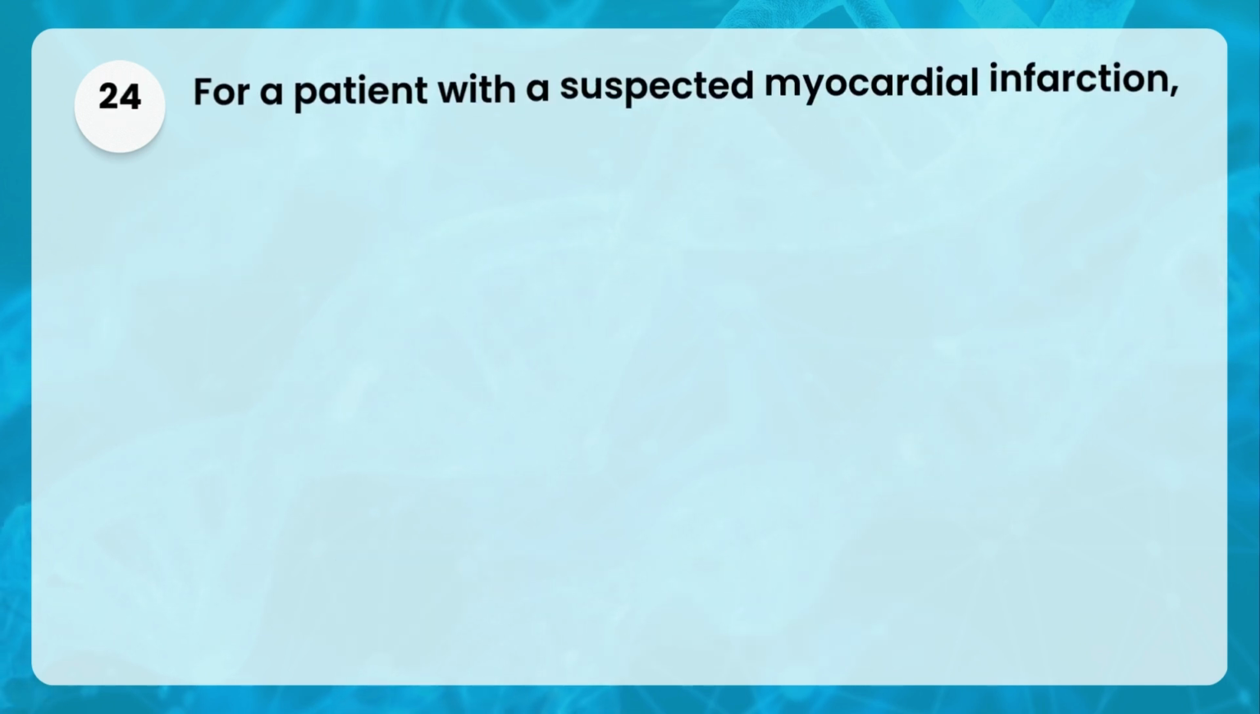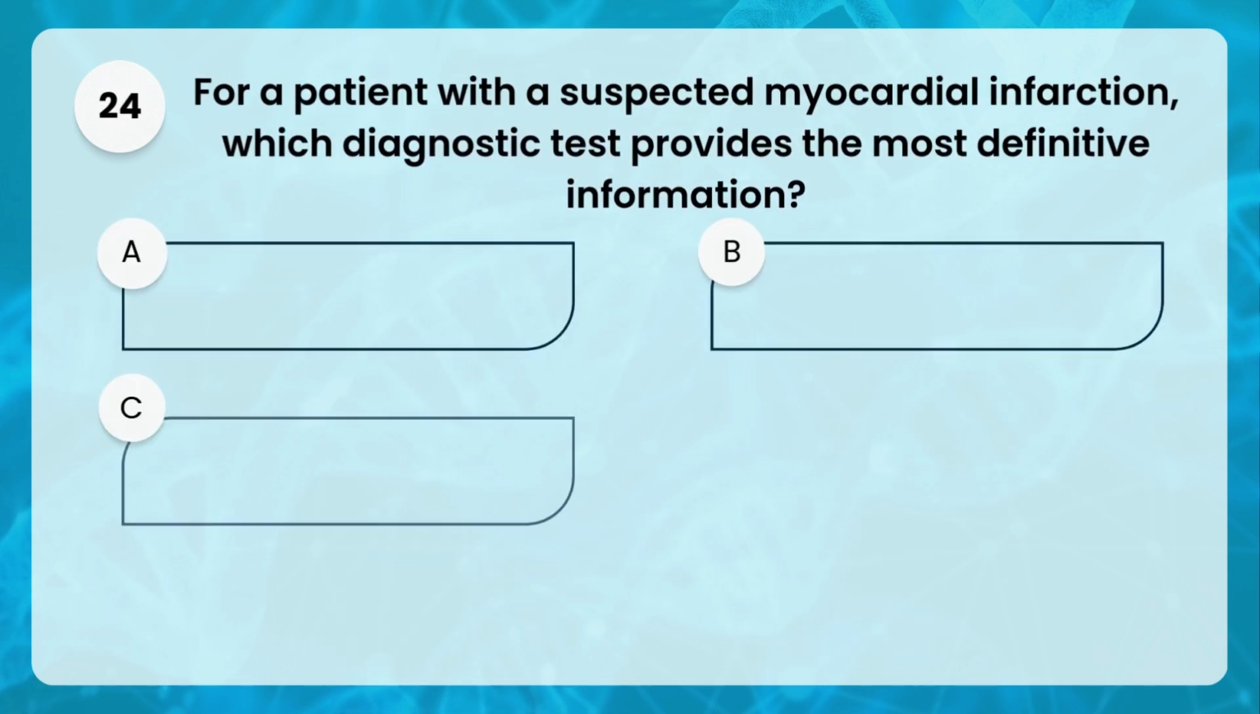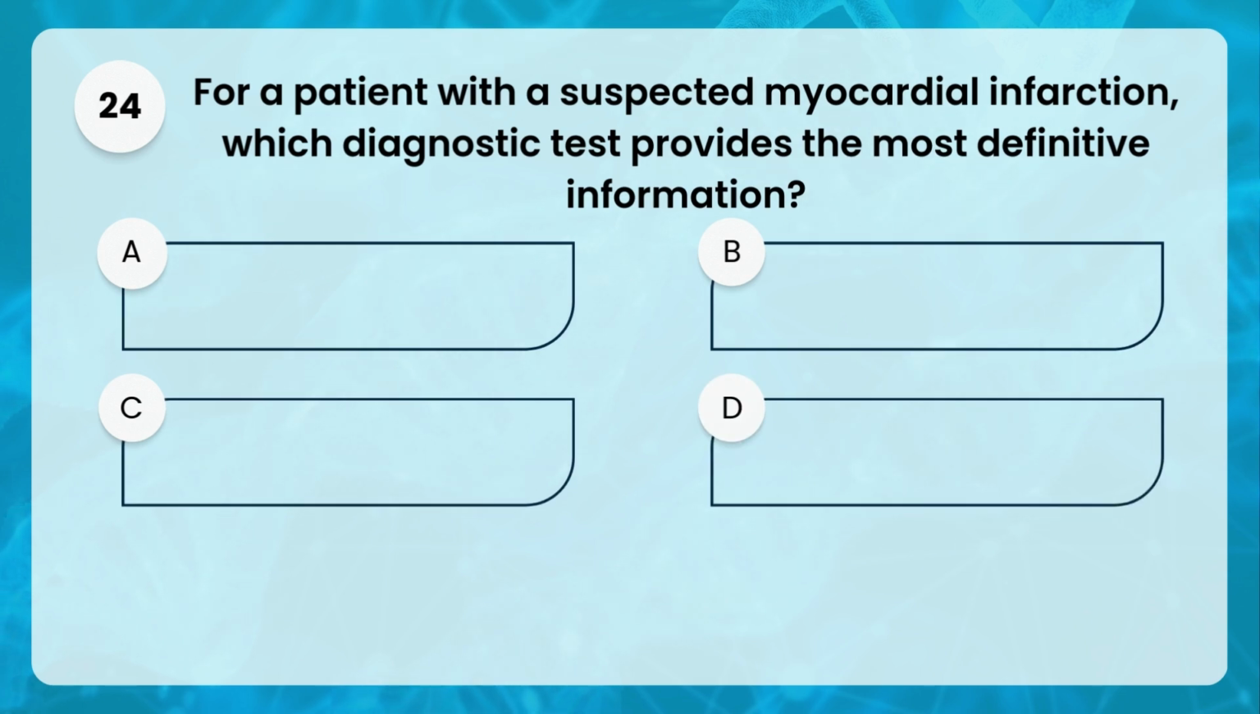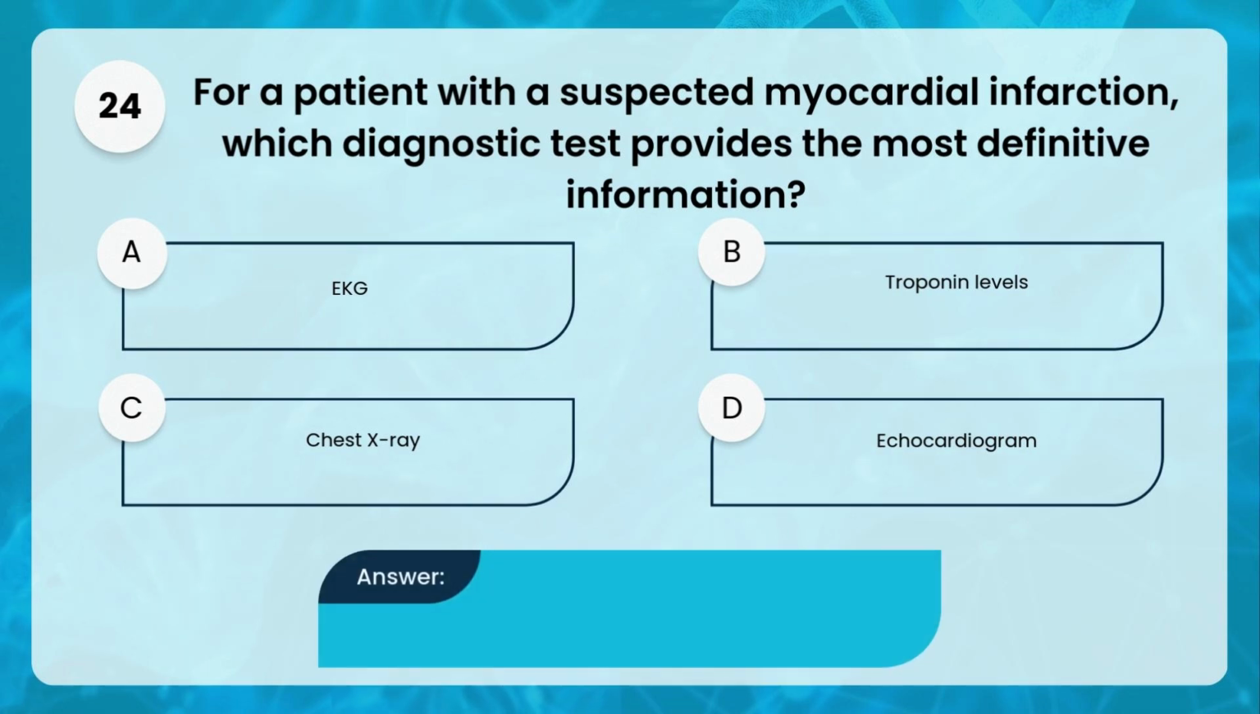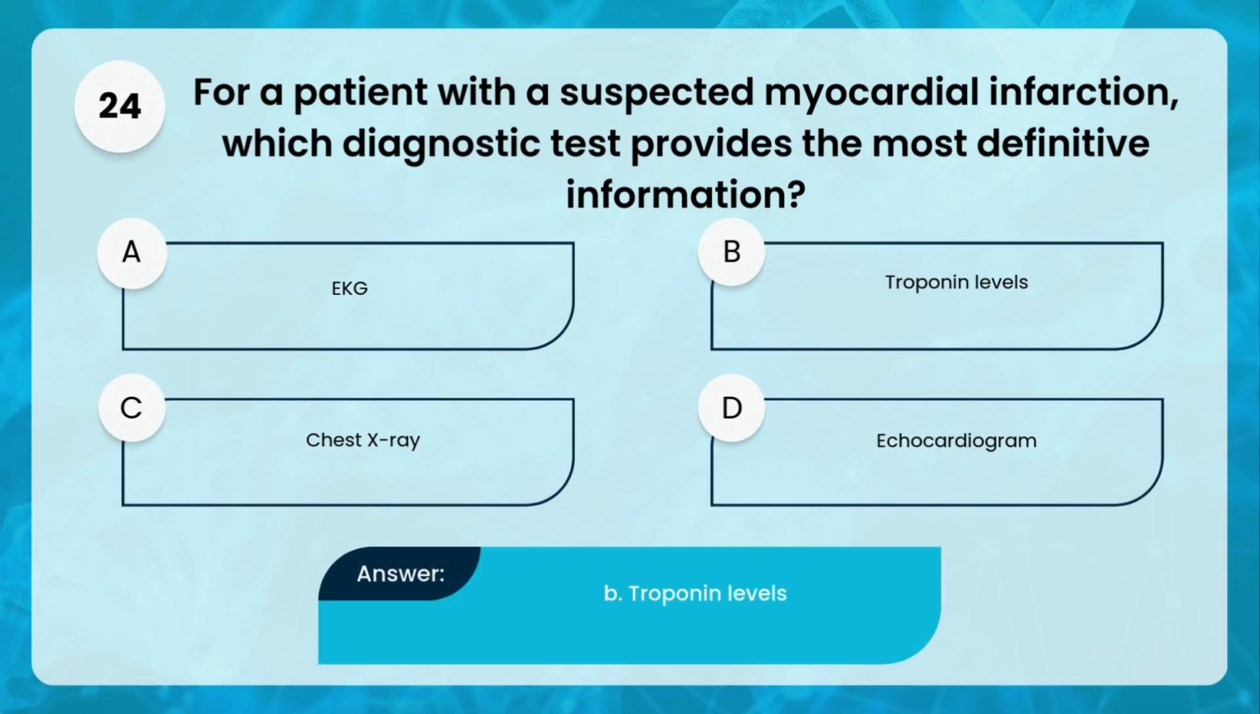Number 24. For a patient with a suspected myocardial infarction, which diagnostic test provides the most definitive information? A. EKG. B. Troponin levels. C. Chest X-ray. Or D. Echocardiogram. The answer is B. Troponin levels.